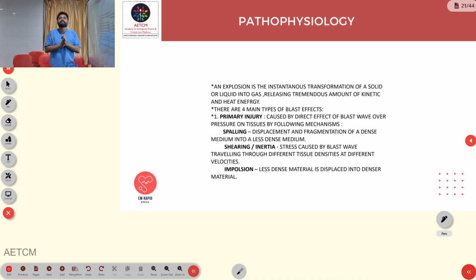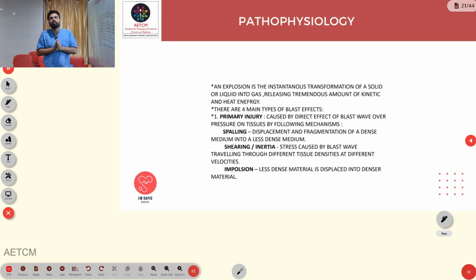An explosion is defined as an instantaneous transformation of a solid or liquid component into gaseous form, thus releasing a tremendous amount of kinetic and heat energy. There are basically four types of blast effect: the primary injury, the secondary injury, and the tertiary and quaternary injuries.